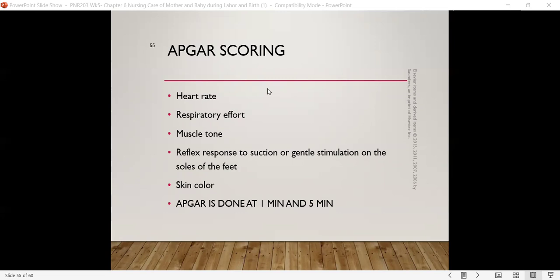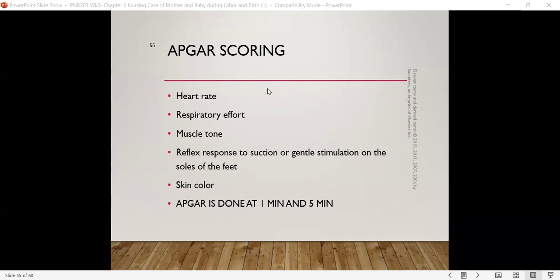And then the skin color. You want to look and make sure that the baby's got skin color. The babies that are pale or blue, they're not getting what they need. They're not getting oxygenation. They're not getting blood. So that's a problem. But usually babies come out and the trunk of the baby is usually pink at 1 minute, and then their little hands and feet could be blue. That's called acrocyanosis, and that's normal.